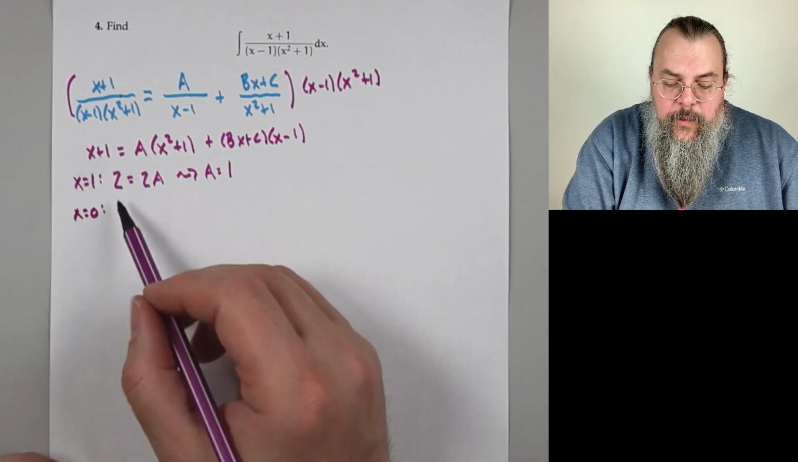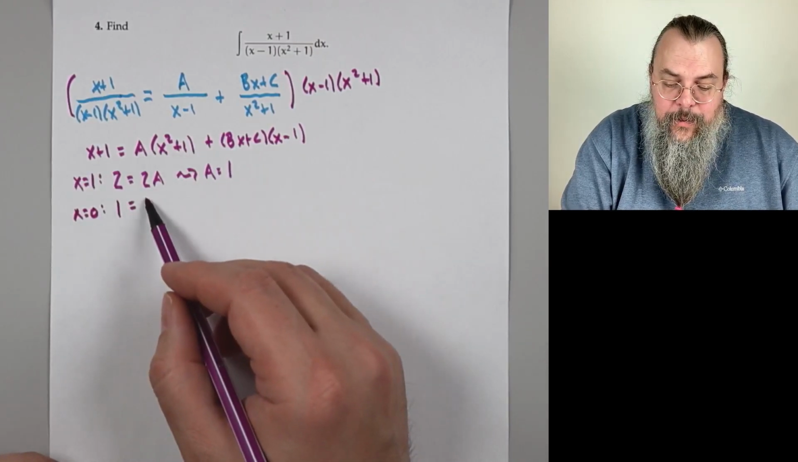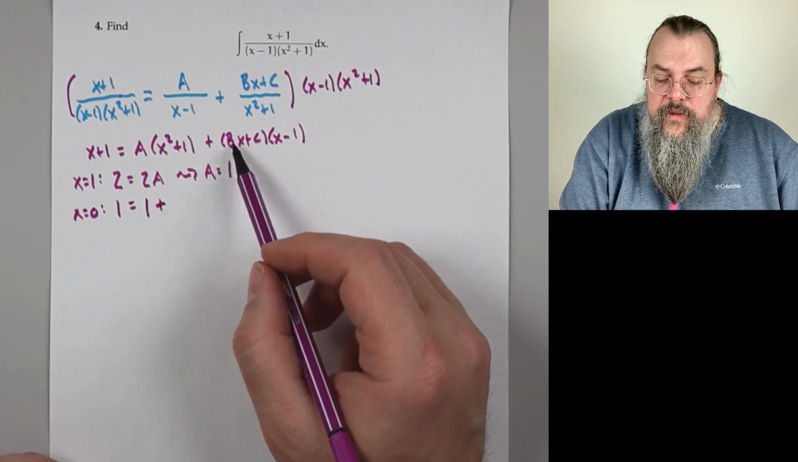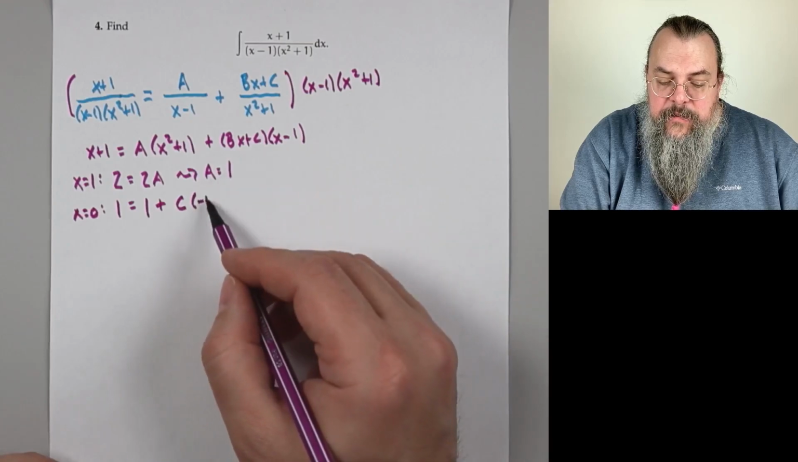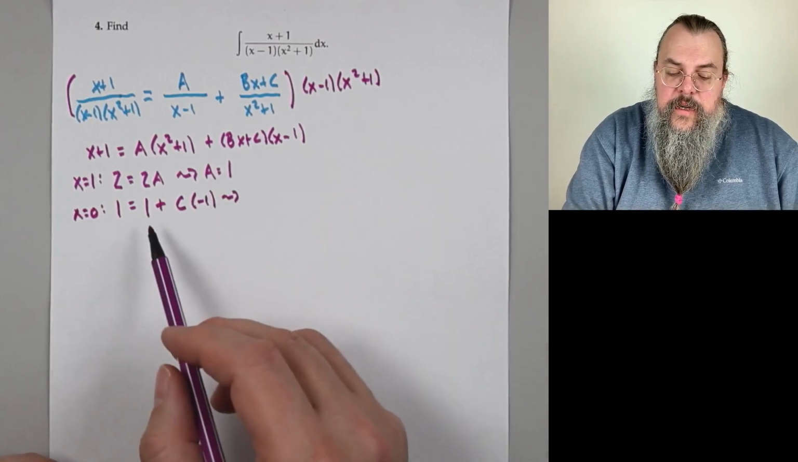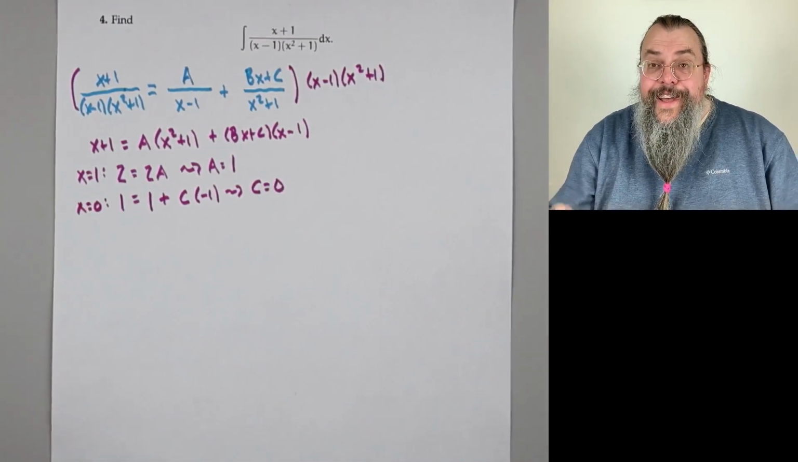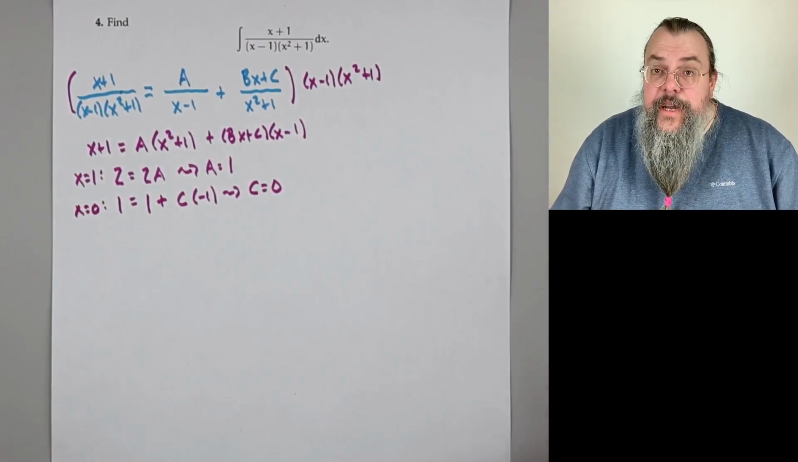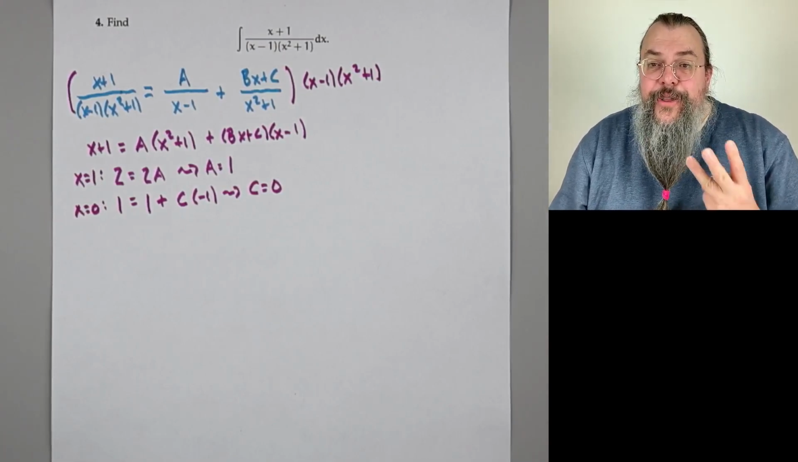So if we do x equals 0, we get 1 is equal to A. But wait, we know what A is. A is 1. So 1 plus, and then here, what do we have? We'll have 0 plus C, which is C, times 0 minus 1, which is negative 1. All right, well, what does that say? 1 equals 1 minus C. That says C is 0. Okay, great. Now we know A and we know C. Okay, anything else? Well, not really. Not anything good to knock stuff out. But that's okay. We already know 2 out of the 3.